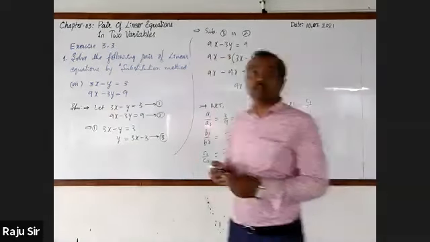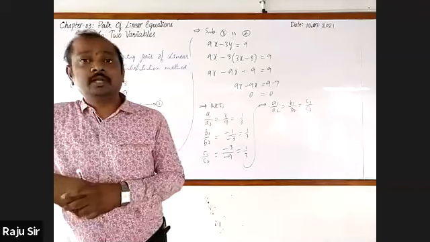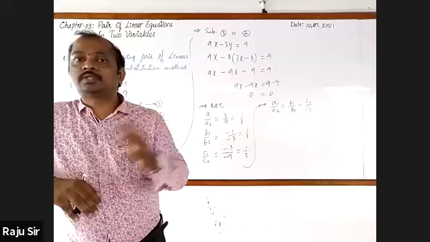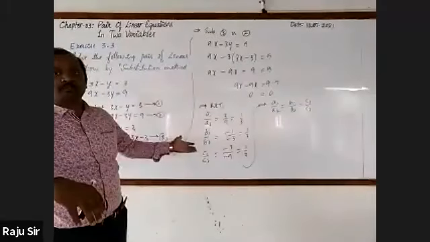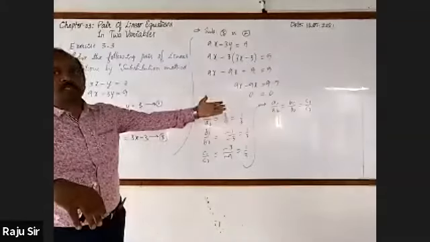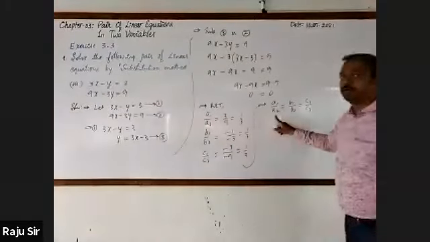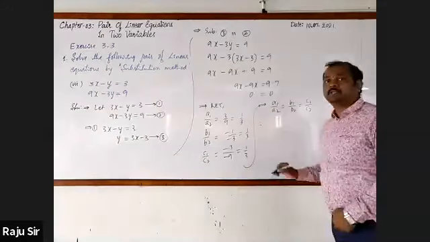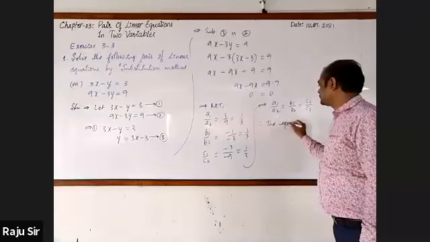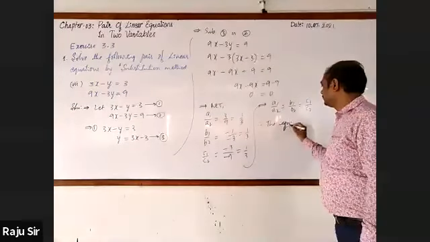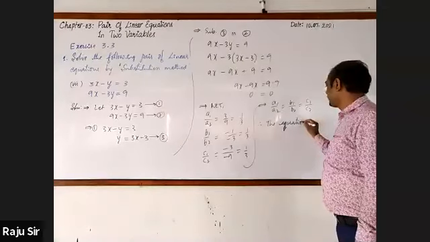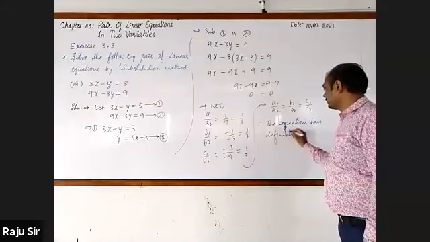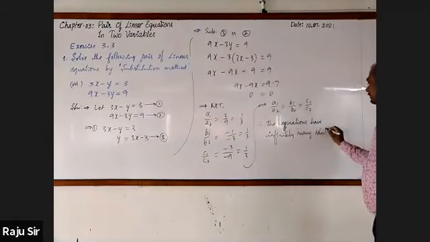Now when we get 0 equal to 0, all of a sudden you are not able to tell whether it has infinitely many solutions or no solutions. That is why we go for finding all the three ratios. On finding and comparing them, we come to know the three ratios are equal. Therefore, the equations have infinitely many solutions.